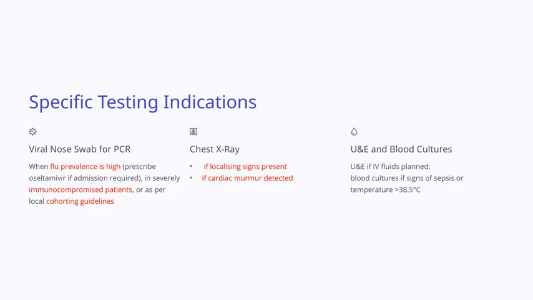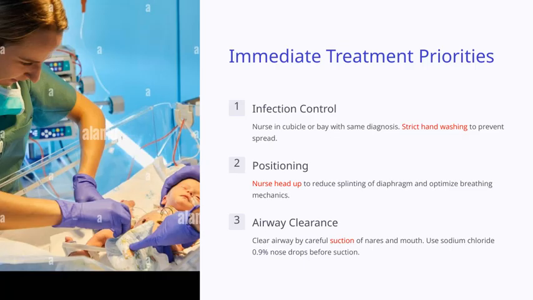So, in summary, these are targeted tests based on clinical signs and patient status, aiming to guide effective and timely management. Let's go through the immediate treatment priorities to ensure the best care. First, infection control is crucial. When a patient has a contagious condition, placing the nurse in the same cubicle or bay as other patients with the same diagnosis helps contain the infection. And of course, strict hand washing is essential to prevent the spread of germs.